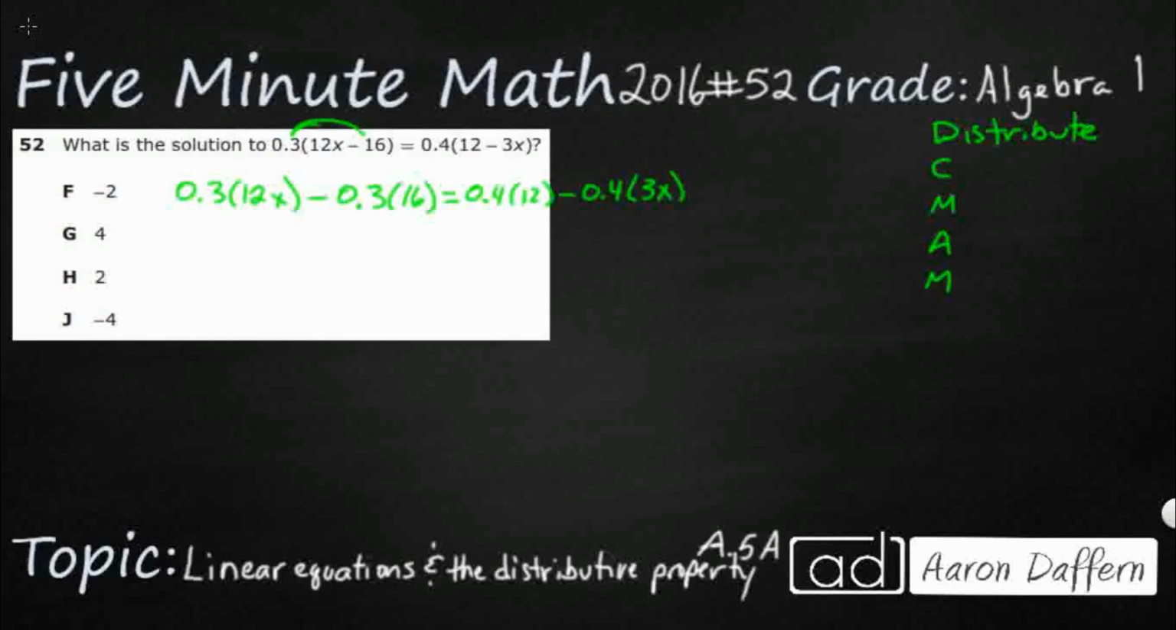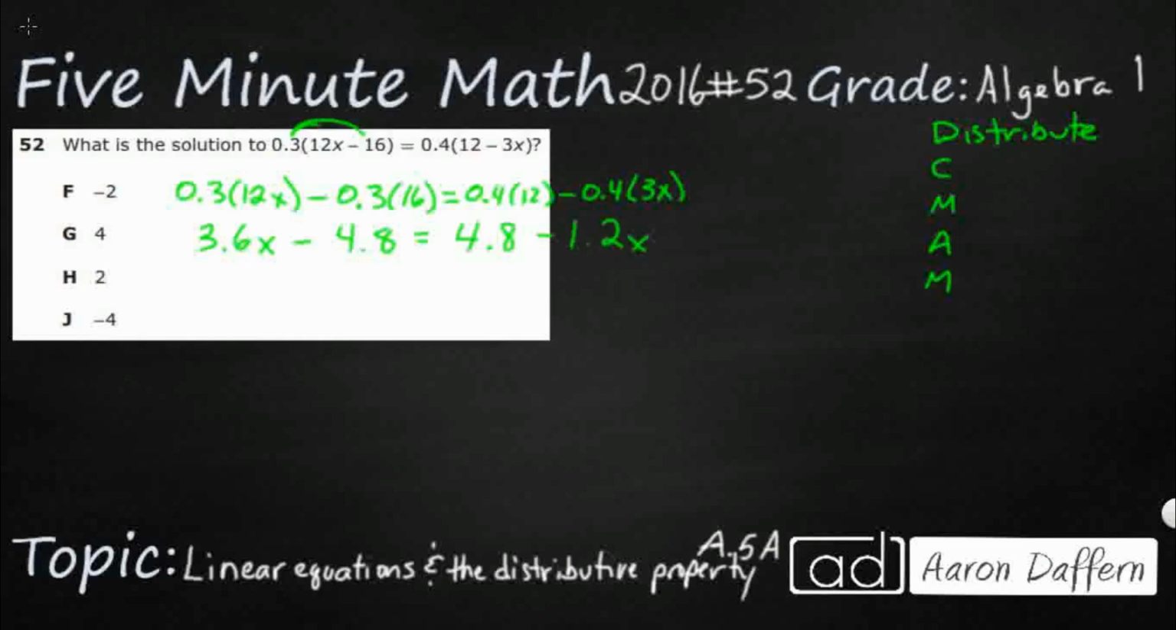So let's get our calculators out. All right, so 0.3 times 12x is going to be 3.6x minus, now we need a 0.3 times 16, 4.8. A lot of decimals in this one. And then we've got 0.4 times 12. Right, that's going to be 4.8. And then minus 0.4 times 3x. That's 1.2x.